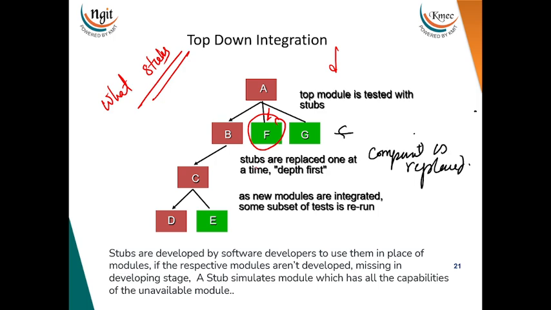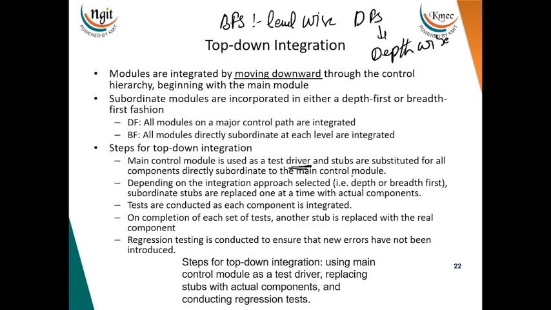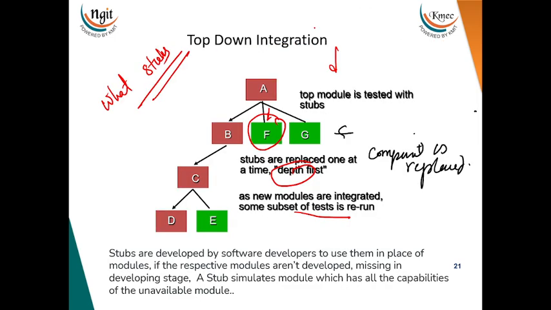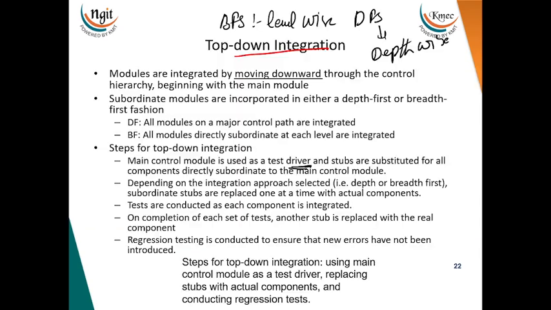So it starts from the top and goes down to the model. Stubs are placed at the time of depth first search. New models are integrated and some subsets are retested again. So top down integration comes up. So we are here at top down. We will see all of those.